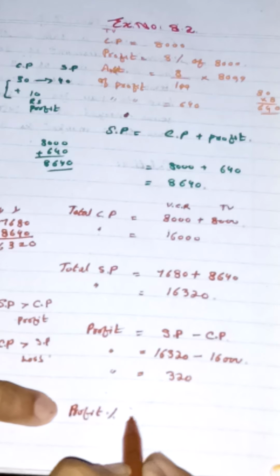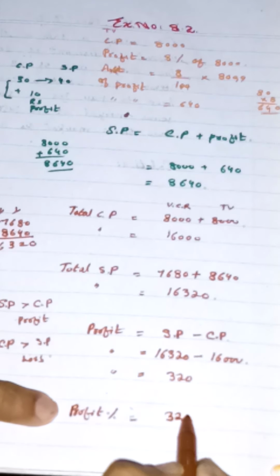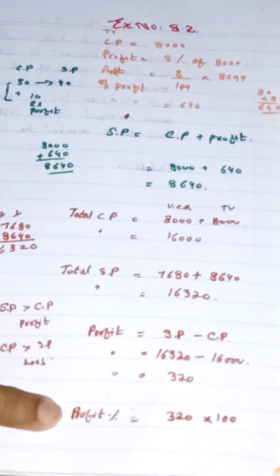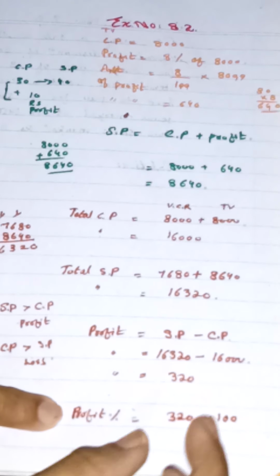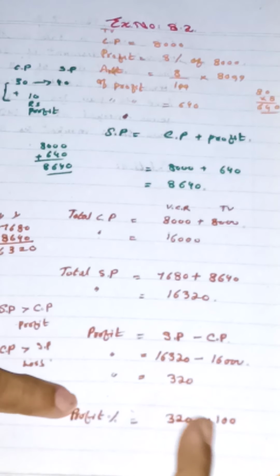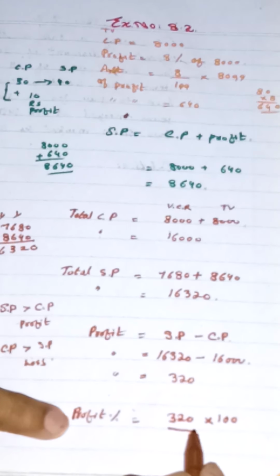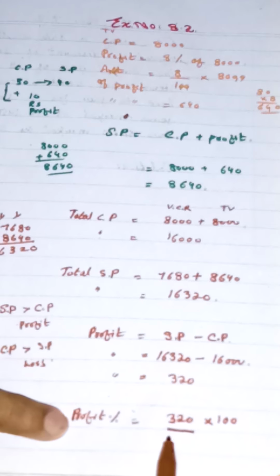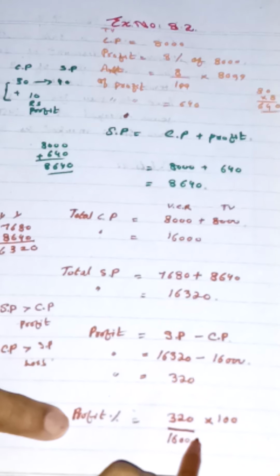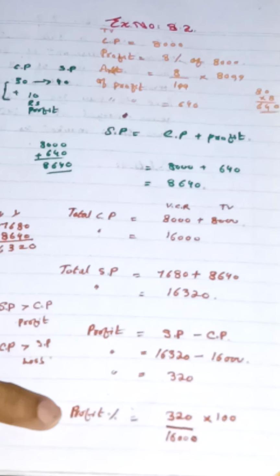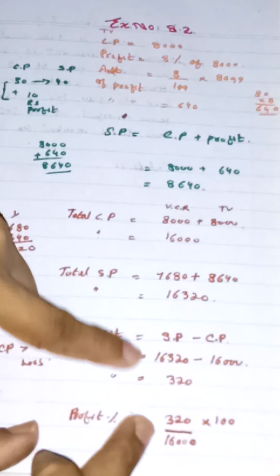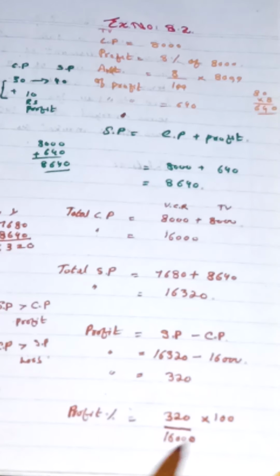Profit percentage: 320 multiplied by 100. When we find a percentage, we always multiply by 100, you know. So profit multiplied by 100 out of total cost price. Why total cost price here? Because profit and loss are always calculated on cost price. Total cost price taken.